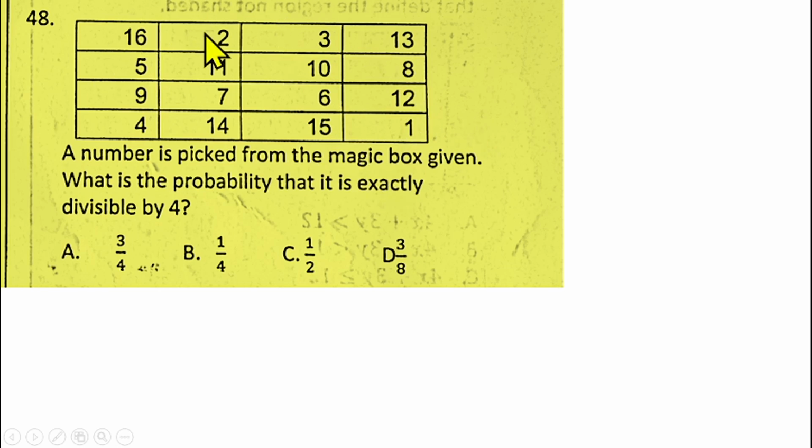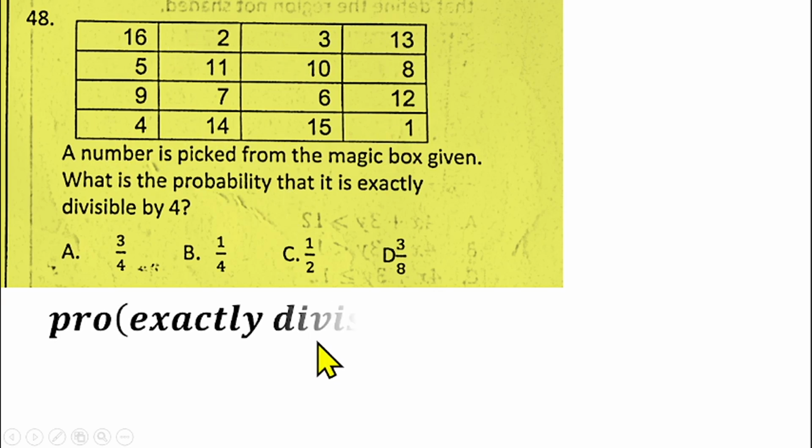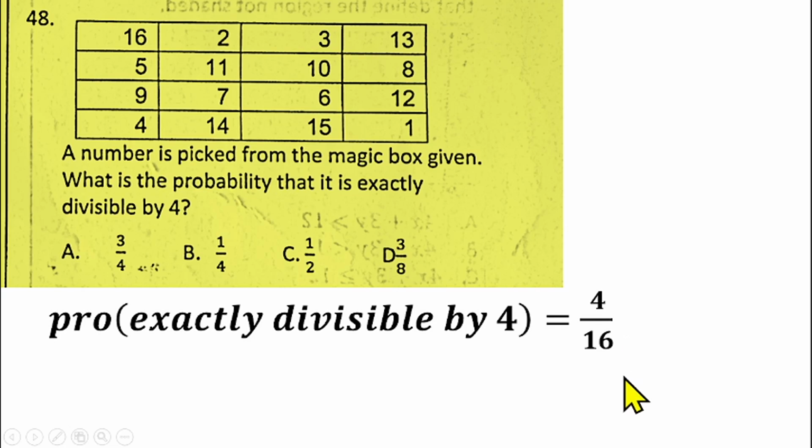So that gives us 4 of them out of the total number of data here, which is 16. 1, 2, 3, 4. 4 times 4 gives us 16. So that gives us 4 over 16, which is 1 over 4, which is option B.